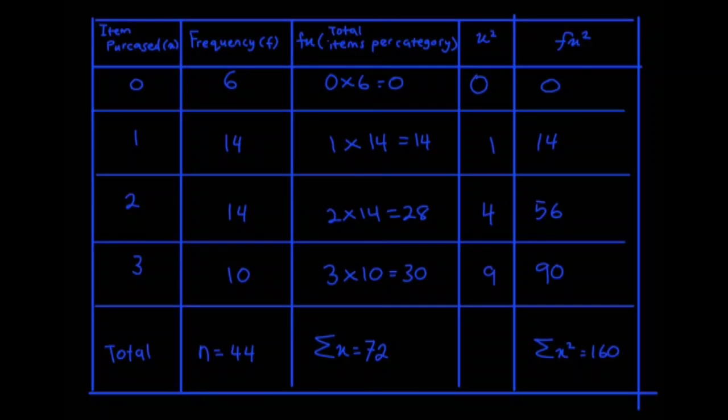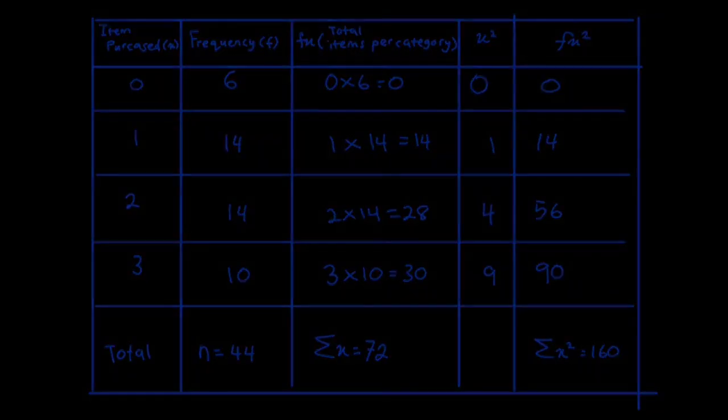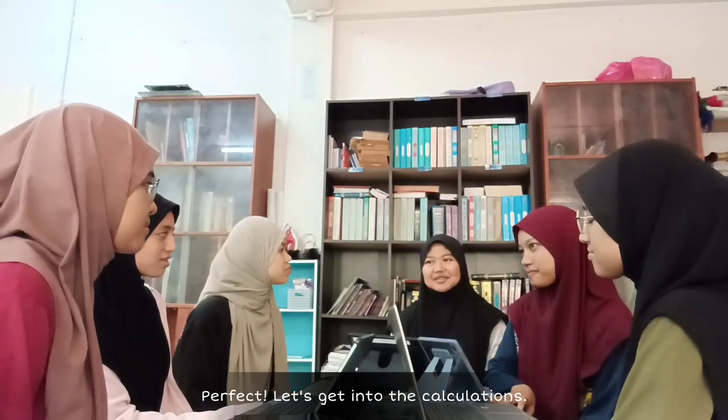By multiplying each value by its frequency, we get our FX column, which helps us find the total number of items bought by the whole group. As you can see on the screen, our total frequency N is 44 and our total sum of items, sigma FX, is 72. Perfect, let's get into the calculation.